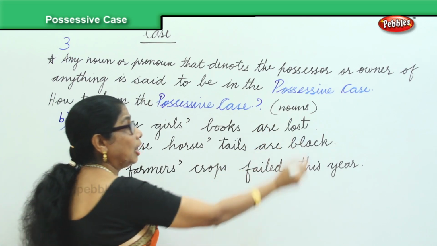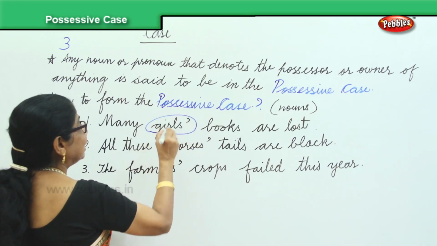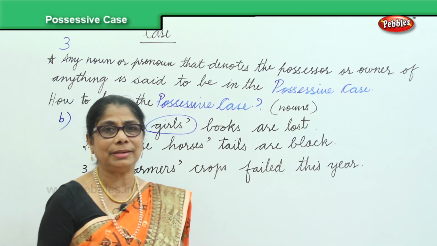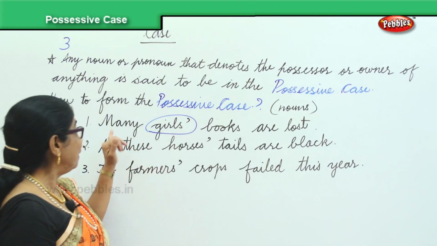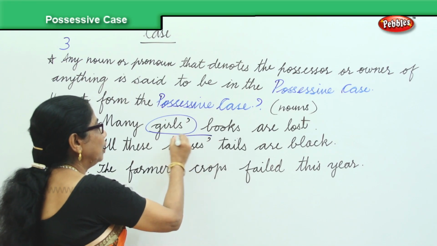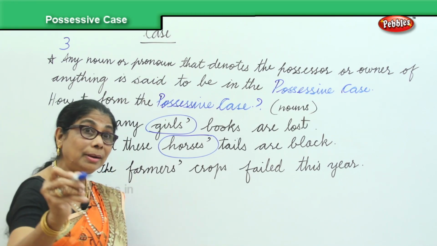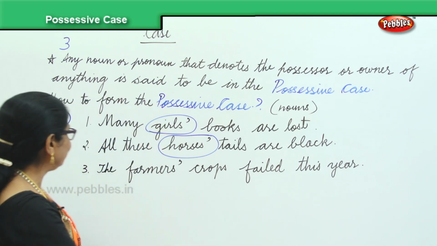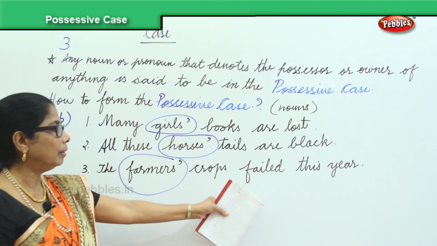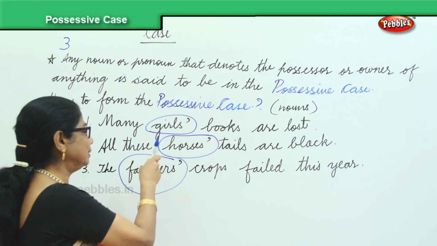And here you have plural nouns. In this, you have many girls, more than one. It's plural. So you write the apostrophe after the plural noun. So you say many girls' books are lost. Here, all these horses, look at the apostrophe, all these horses' tails are black or brown, whatever. All the benches, you'll put the apostrophe after the benches, are broken. The farmers' crops failed this year. So we are talking of many farmers, plural noun. Many horses, many girls, many farmers.